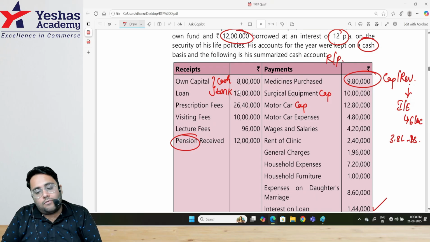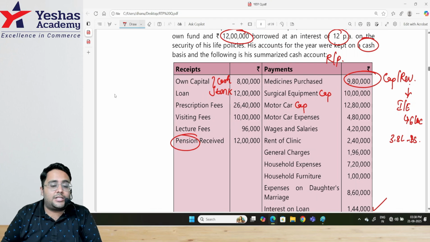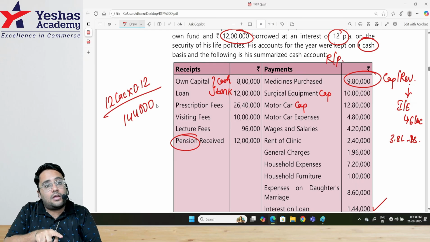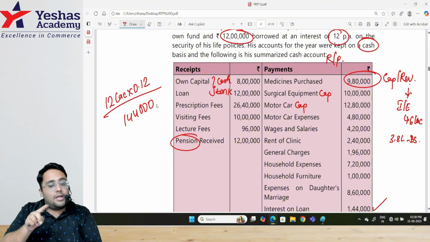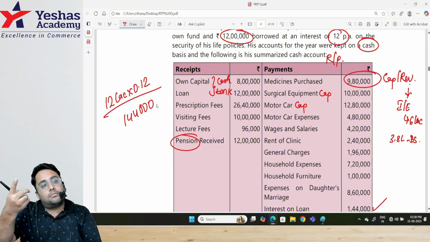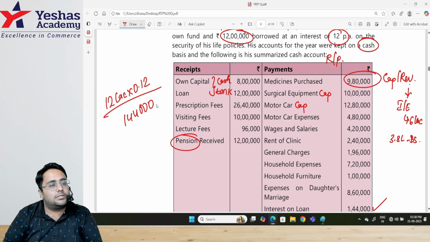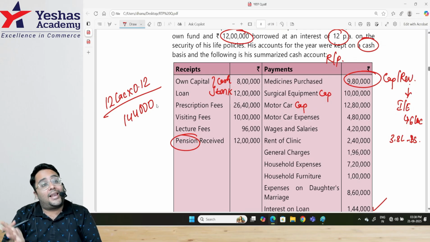What if the interest on loan was not matching? In your income and expenditure account, you would take 12 lakh into 12%. How much? 1,44,000. If the question said 140, 4,000 is outstanding. If the question said 150, 6,000 is outstanding. If the question said 140, 4,000 is paid in advance. Outstanding prepaid would go to balance sheet.